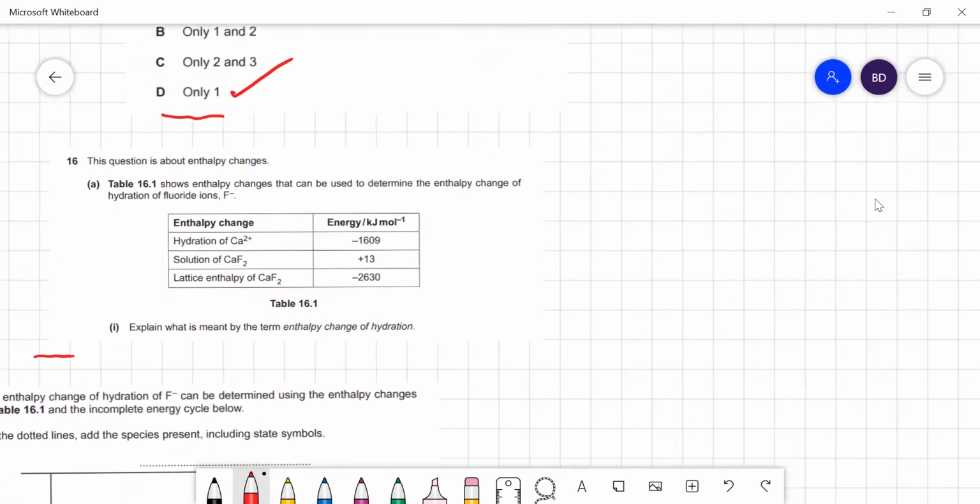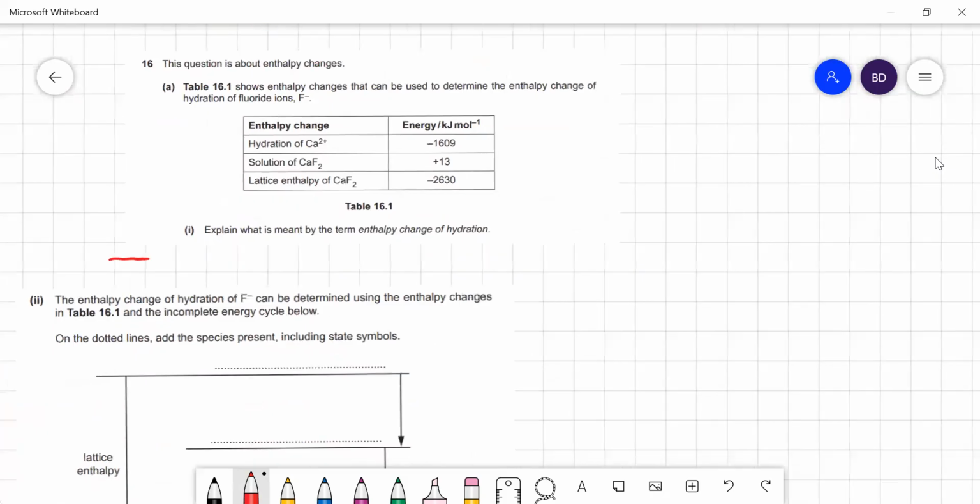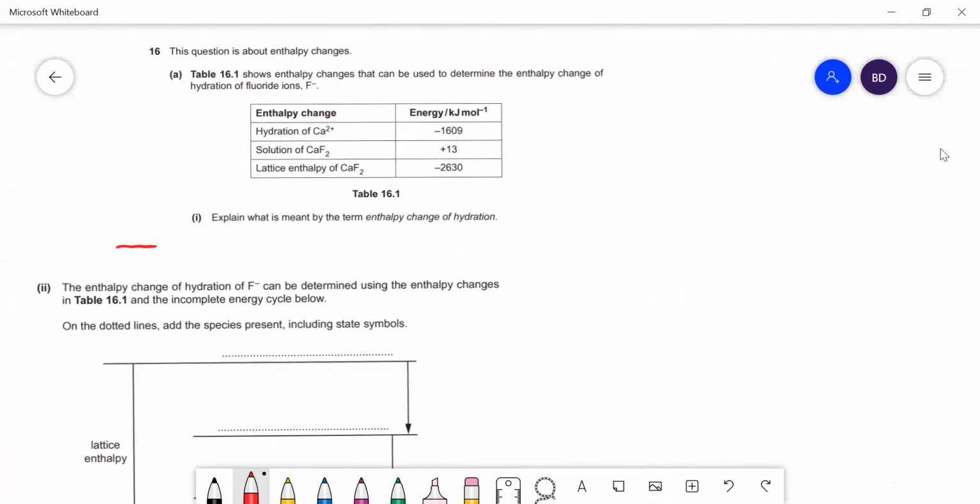Okay, so this question is about enthalpy changes. We've got hydration of fluoride ions. Explain what is meant by the term enthalpy change of hydration. That's 2 marks for that. So that is the enthalpy change occurring when 1 mole of gaseous atoms are dissolved in water.